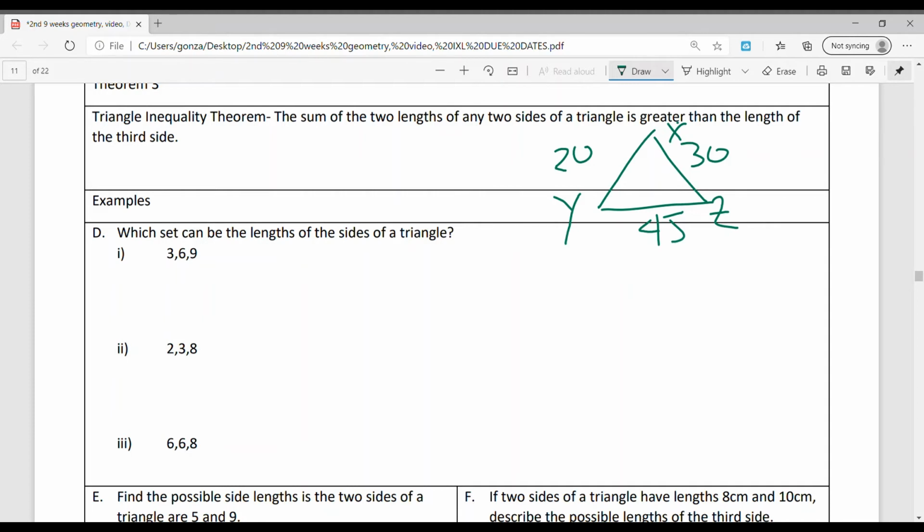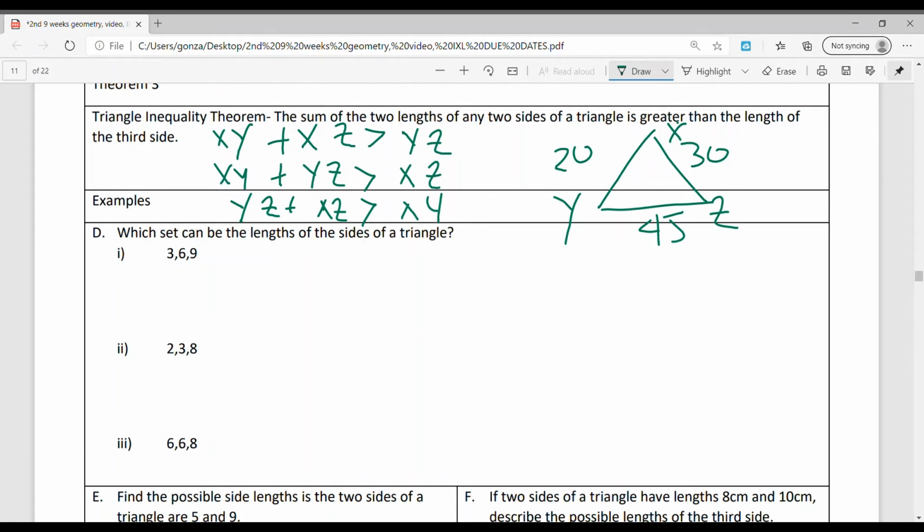In this case, we need to write out all the different inequalities. So I'm going to say that I have XY plus XZ is going to be greater than YZ. And then I'm going to say XY plus YZ is going to be greater than XZ, and then YZ plus XZ is going to be greater than XY.